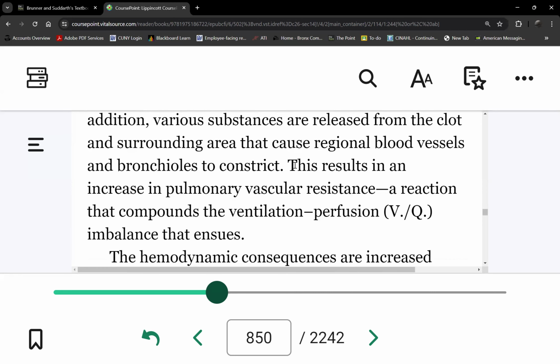So therefore, as described here, this results in a ventilation-perfusion mismatch, meaning there's no problem with ventilation. The patient is breathing okay, but it's a perfusion problem. There's not enough blood getting to the lung tissue, to the capillaries of the alveoli. So of course hypoxemia results, and that's what will kill the patient.